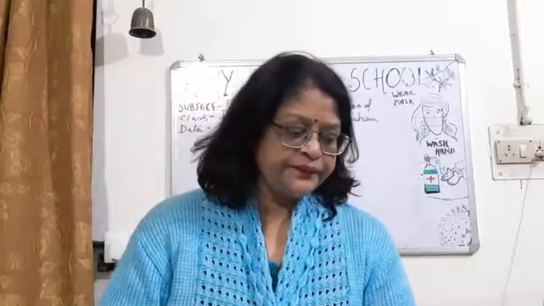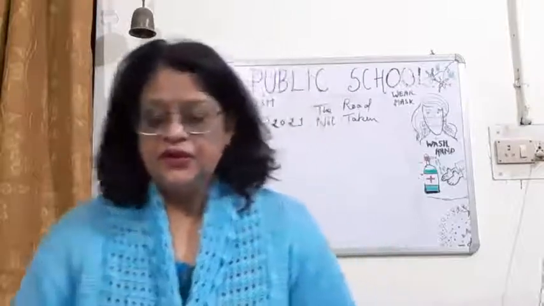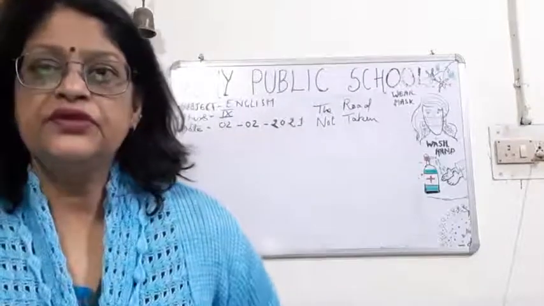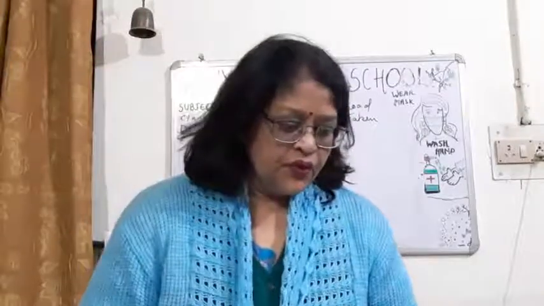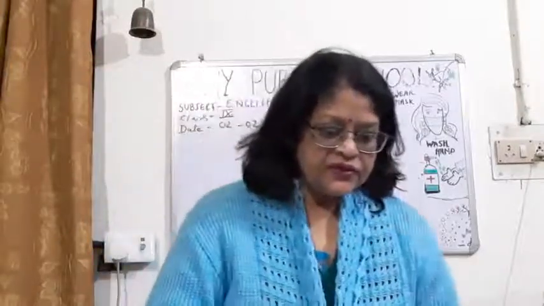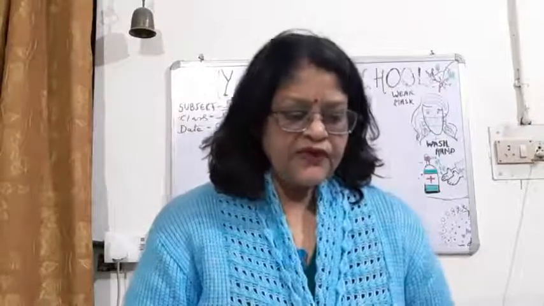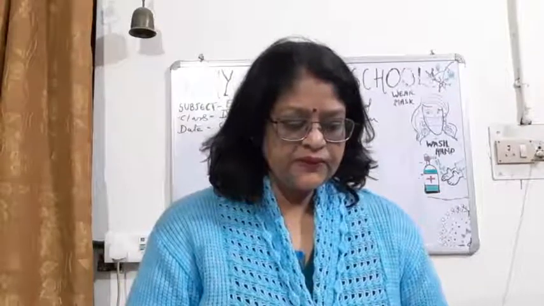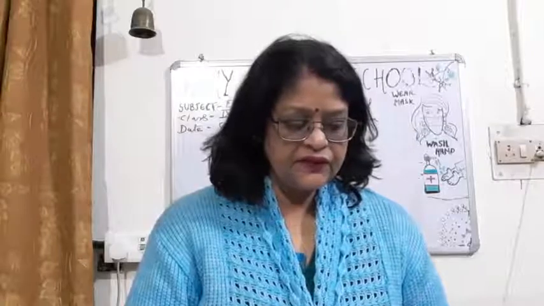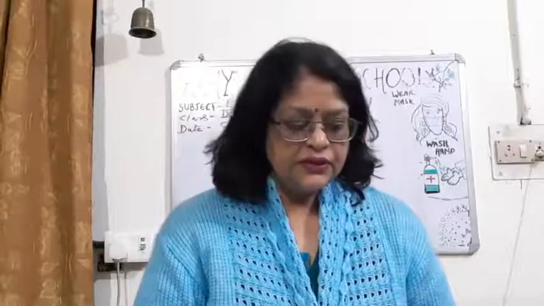Okay. So now children, we will be doing the textual question and answer. Where does the traveler find himself? What problem did he face? The traveler finds himself at a point where two roads diverged. His problem is to decide on which road he should walk.